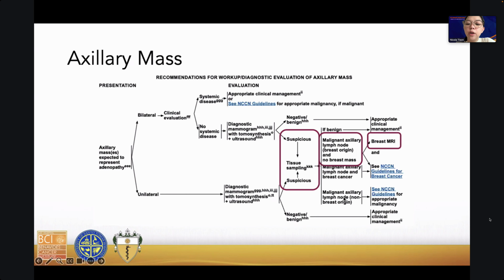So if you have a malignant axillary node of non-breast origin, such as lymphoma, then we treat as such. If you have a malignant node and breast cancer, we treat as such. But if you have a malignant axillary lymph node, but no findings on the breast, or you have a breast lesion which turned out to be benign, like a fibroadenoma, then the next step will be to do a breast MRI to look for any occult primaries.